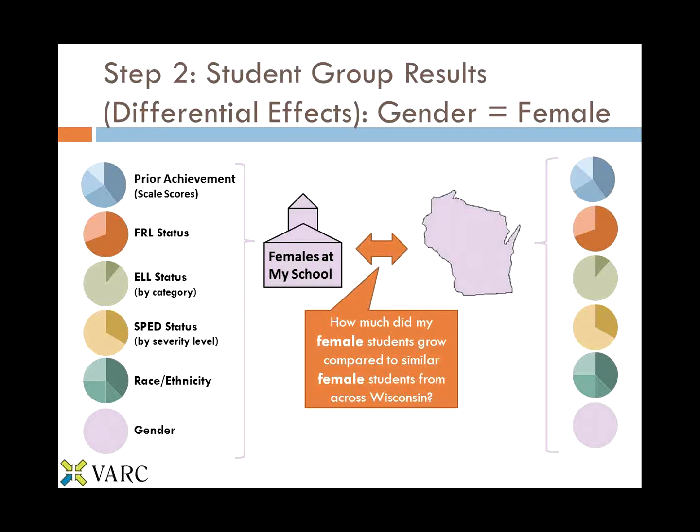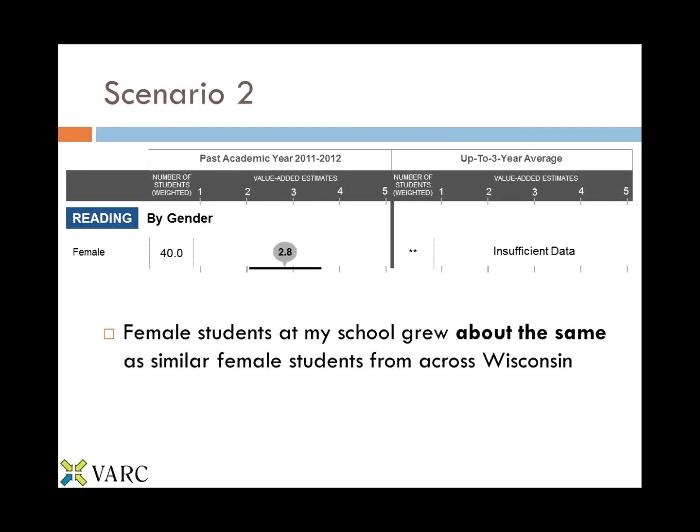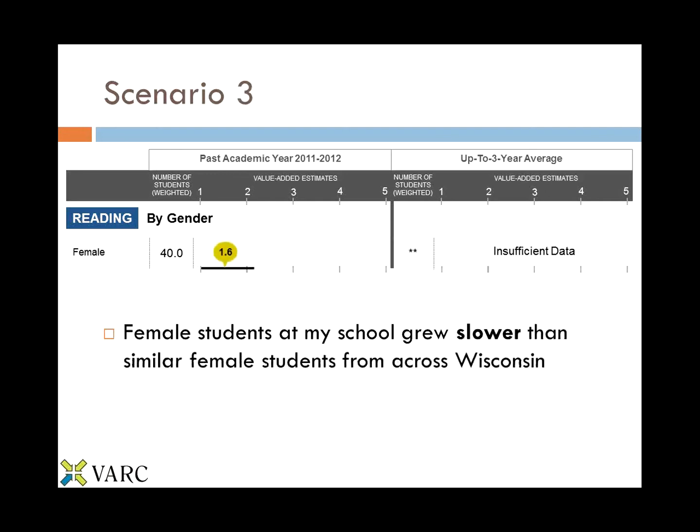And I have some checks for understanding here so we can look at it. What kind of output does this look like? If my females grew faster than similar students across Wisconsin, I'd get a green or a blue one. If they were about on track, I'd get gray. And if my females were growing slower than similar females across the state, I'd get a yellow or a red result.